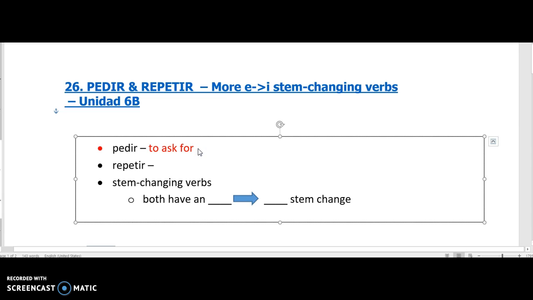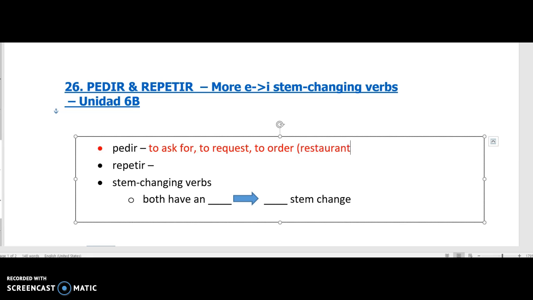Okay, to ask for, it can also be to request. Okay, it can also be to order. And order when you're talking in the sense of a restaurant. Okay, so you're ordering your food in a restaurant. That's pedir. Okay, let's also talk about repetir.